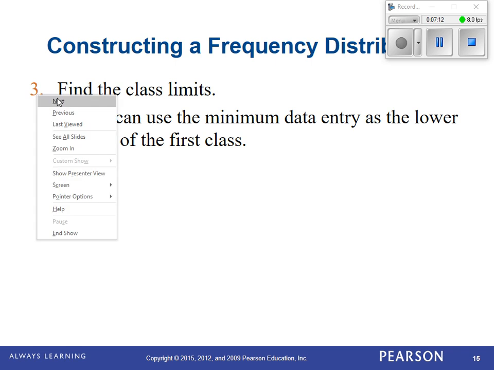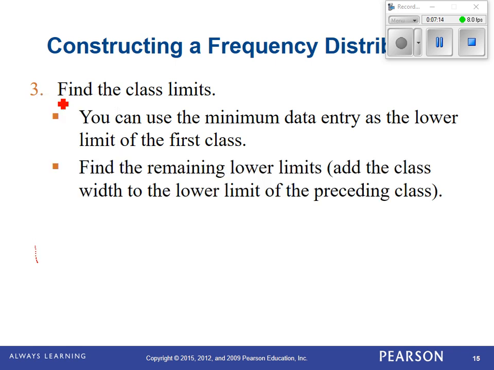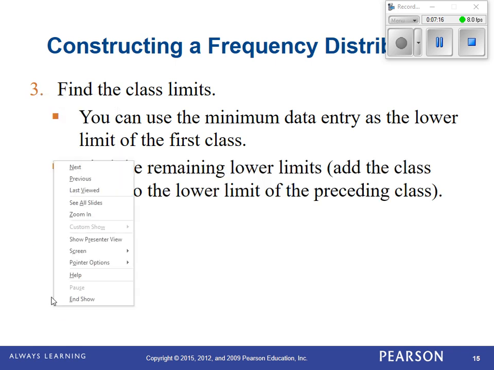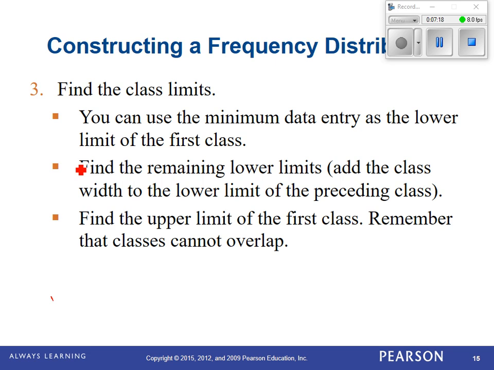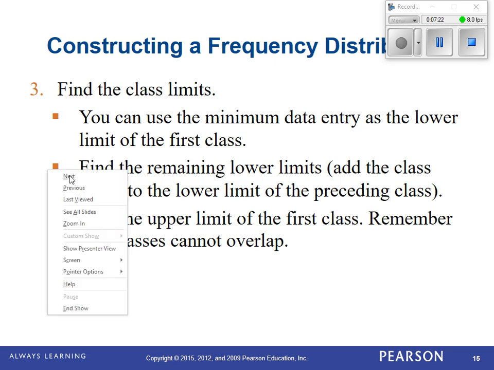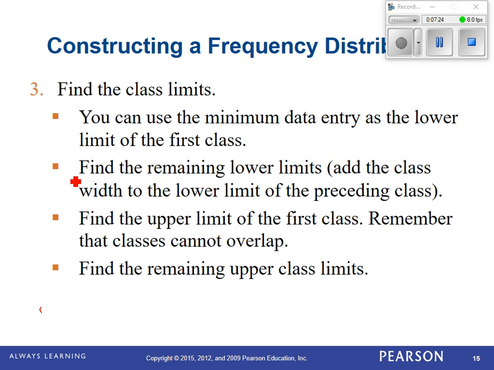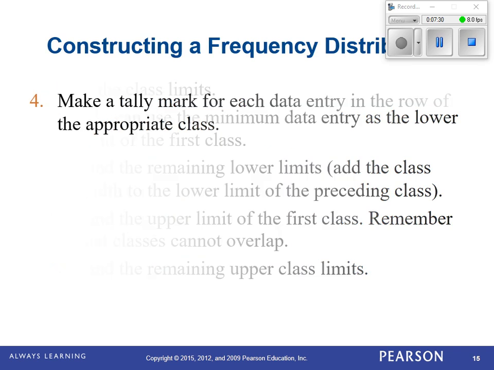Find your class limits. We'll talk more about that. Find the remaining lower limits. We'll talk about that as we do some problems. Find the upper limit of the first class. Then they can't overlap, and we did this a little bit last time, we'll talk more about it. Find the remaining upper class limits.